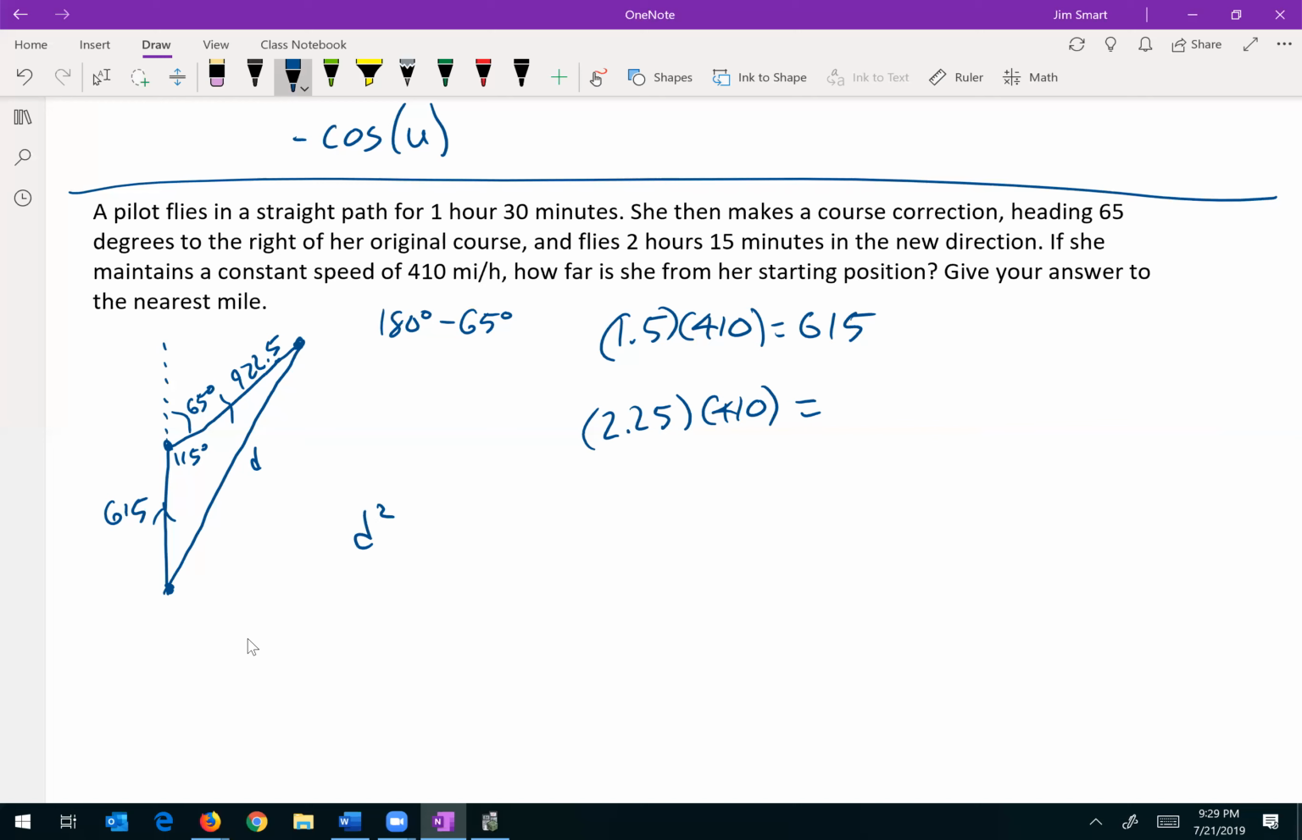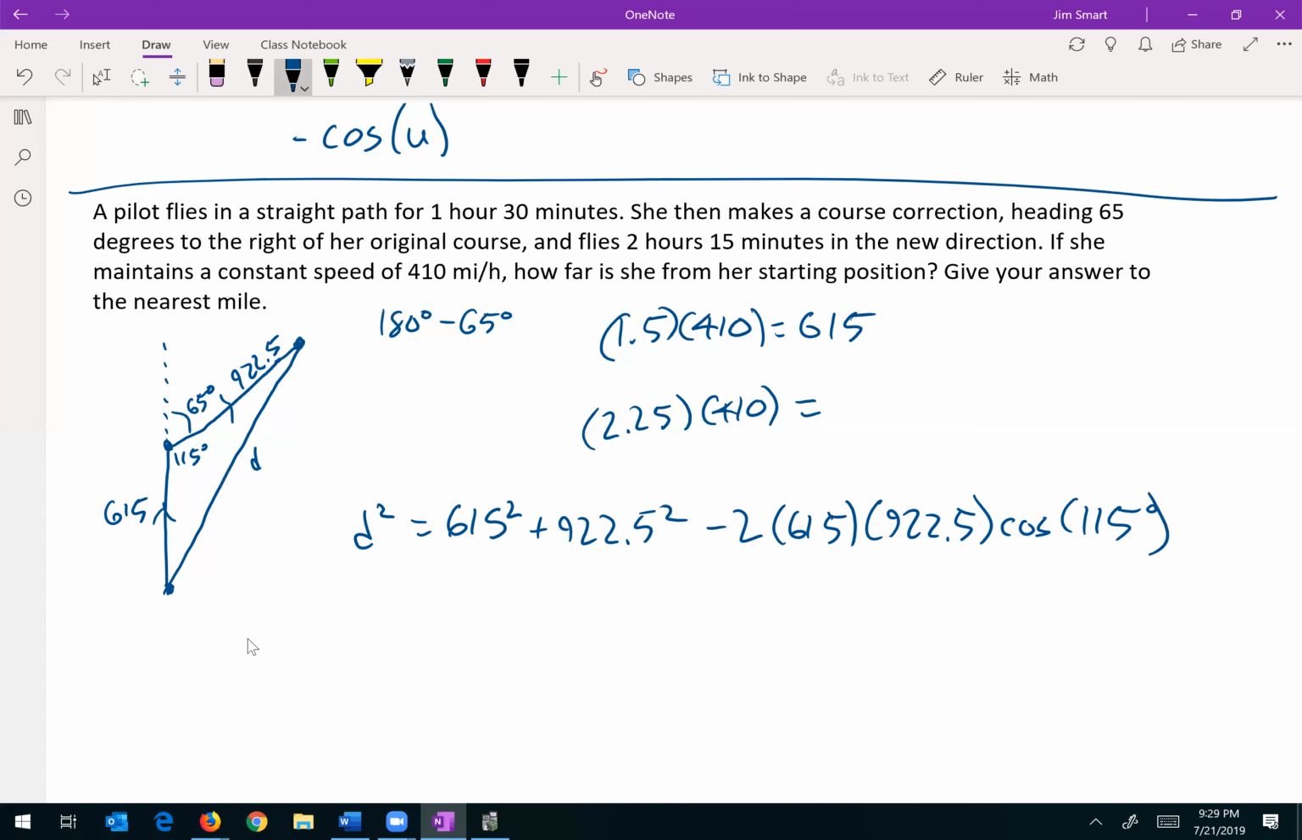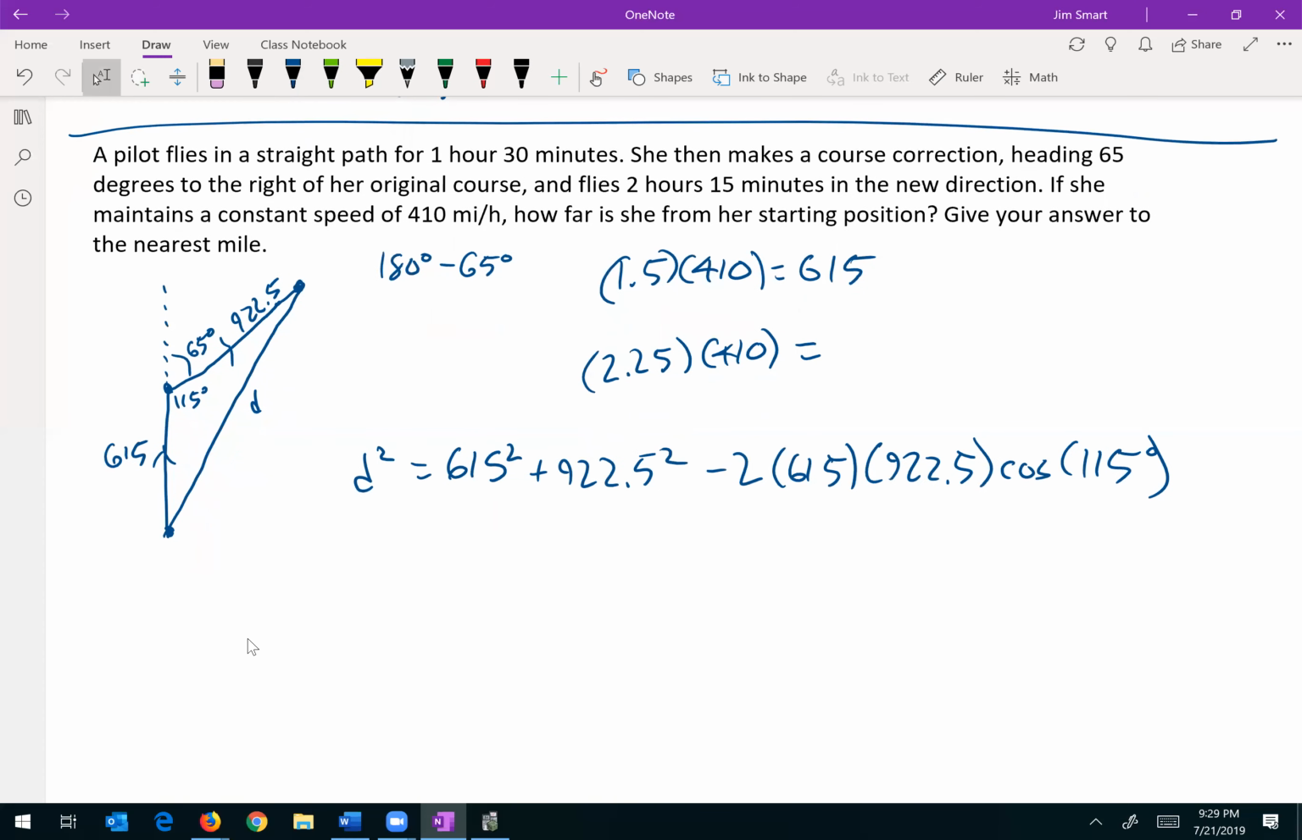So the law of cosines is one side squared equals the other two sides. Basically, I always think it starts off like the Pythagorean theorem. One side squared equals the sum of the other two sides squared. But then it's minus 2 BC cosine A. So 2 times 615 times 922.5 times cosine of 115 degrees. So I basically just put that right-hand side into my calculator and then take the square root.